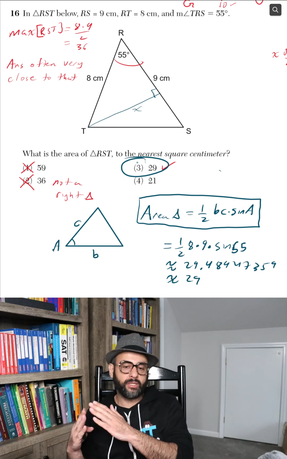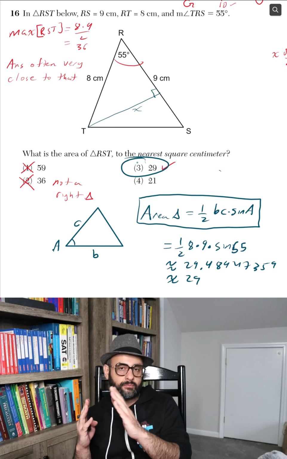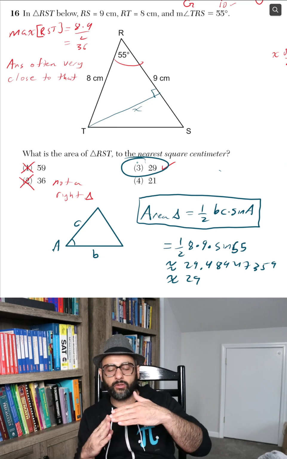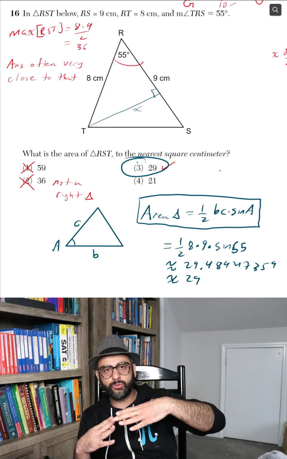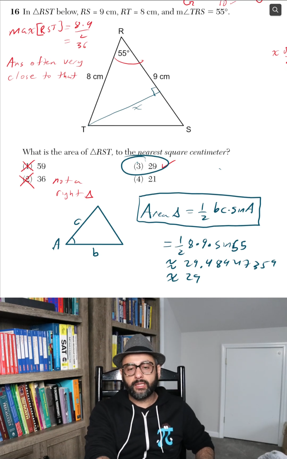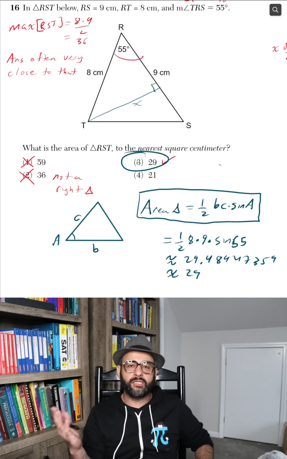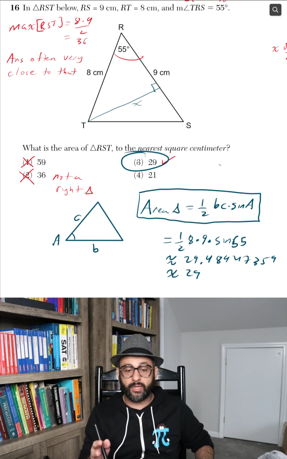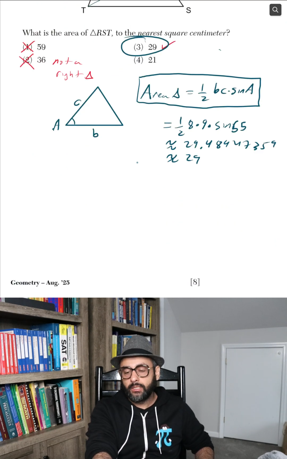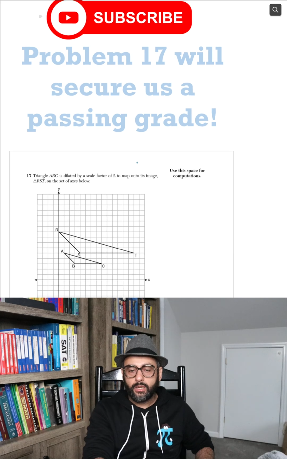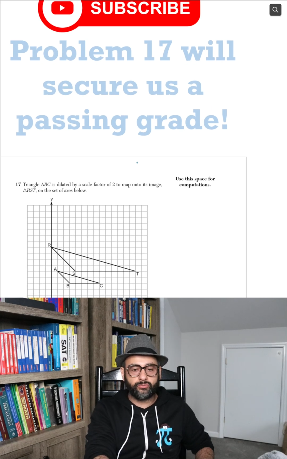The exception is when the included angle is tiny, again 30 degrees or lower or so. But there's another case if the angle is very obtuse, close to 180. So close to 0 or close to 180, then you could say the area is a lot less than 8 times 9 divided by 2, and that allows you to eliminate answers too. Nice little intuition picture. Now, number 17 will secure us a passing grade on this test.